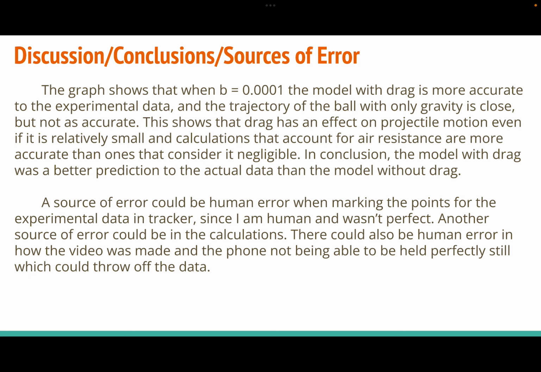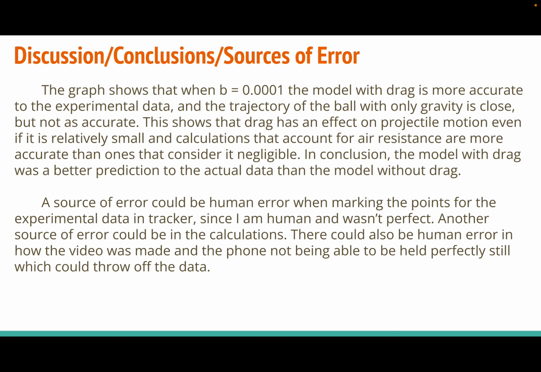The graph shows that when b equals 0.0001, the model with drag is more accurate to the experimental data, and the trajectory of the ball with only gravity is close but not as accurate. This shows that drag has an effect on the projectile motion, even if it is relatively small, and calculations that account for air resistance are more accurate than ones that consider it negligible. In conclusion, the model with drag was a better prediction to the actual data than the model without drag.